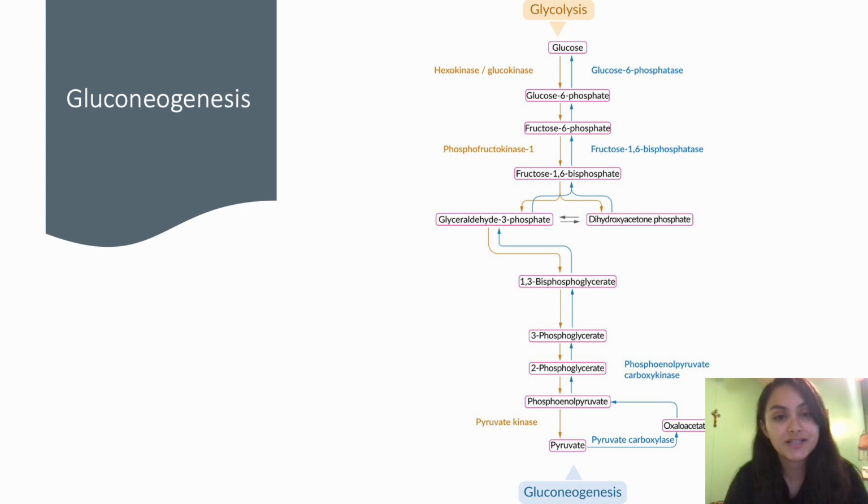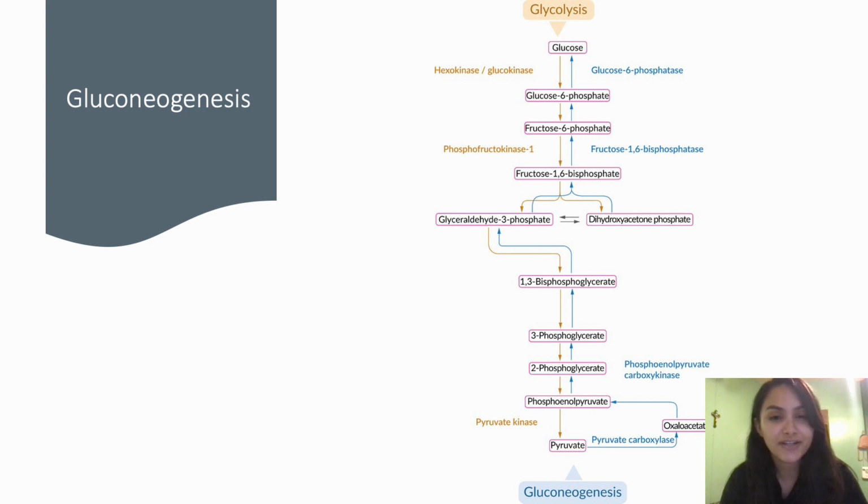So first, the conversion of pyruvate to PEP. Pyruvate derived from various sources like amino acids or lactate is transported from the cytoplasm into the mitochondria. In the mitochondria, pyruvate carboxylase converts pyruvate into oxaloacetate, using ATP and biotin as a cofactor.